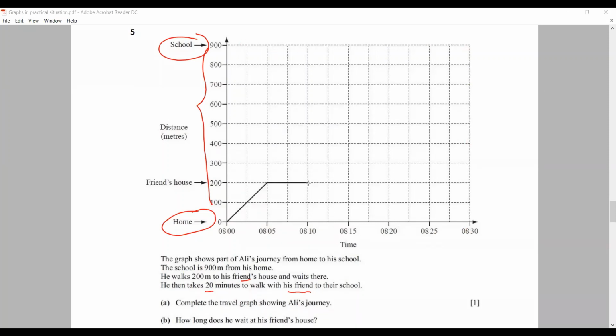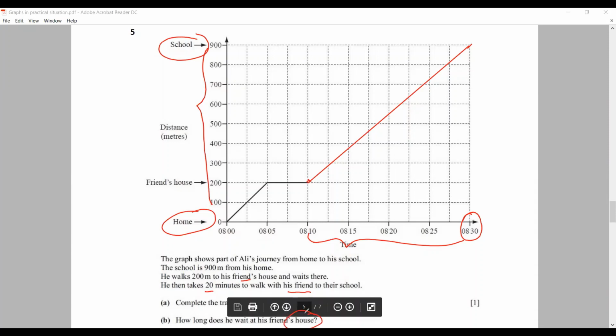They said complete the graph. All you have to do is just connect these two dots, right? That's not really a difficult task to do. Just make sure you count the 20 minutes first, because just because they put the scale here, that doesn't mean the graph should actually cover the whole grid paper, okay? So maybe they stop here, we don't know. So just double check that. How long does he wait at his friend's house? Well, that's 5 minutes. That's very clear.